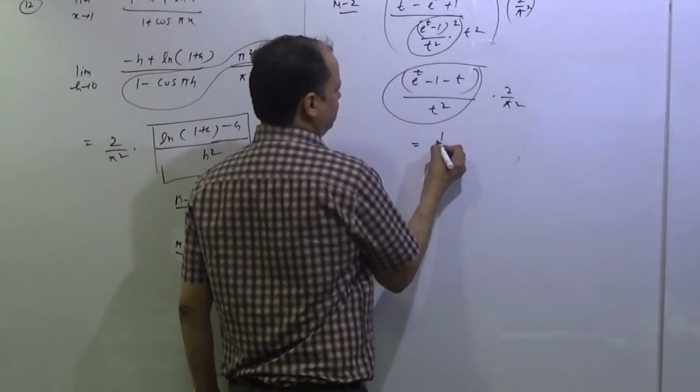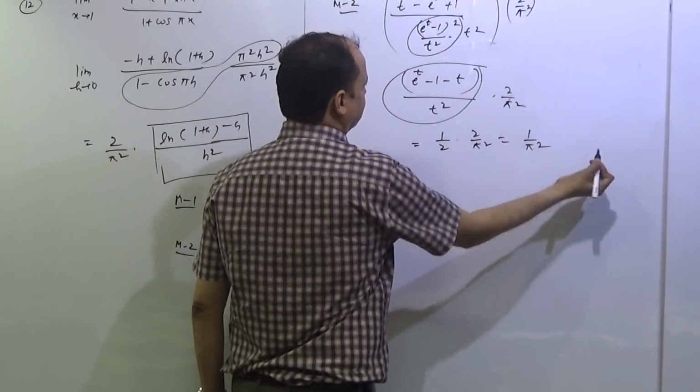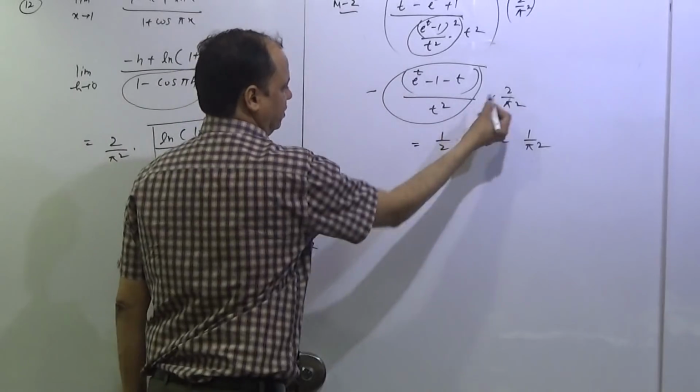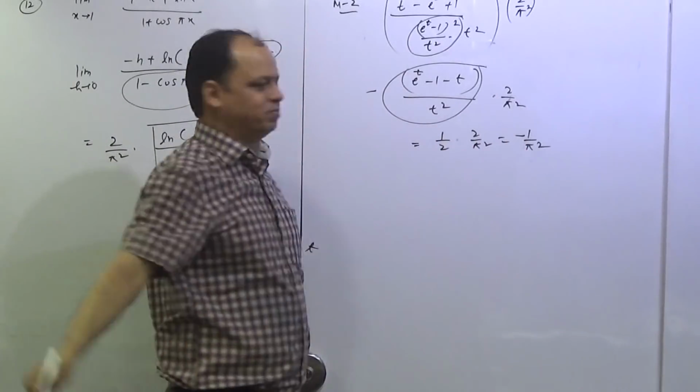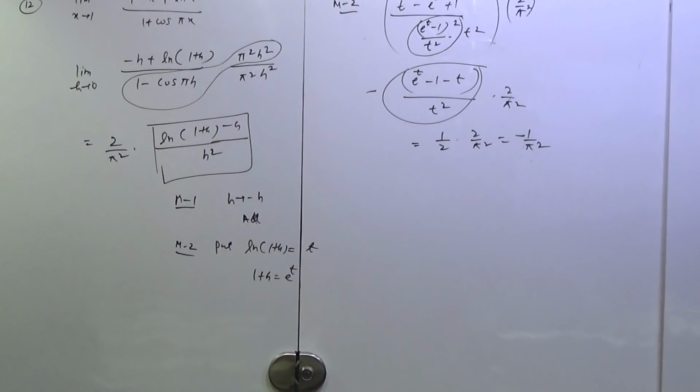This is 1 by 2 and 2 by pi square. Sir, will you take the minus 1 outside also? This minus 1 we are forgetting actually. So this is coming out to be minus 1 by pi square. Please verify the answer. Yes, sir. Minus 1 by pi square.